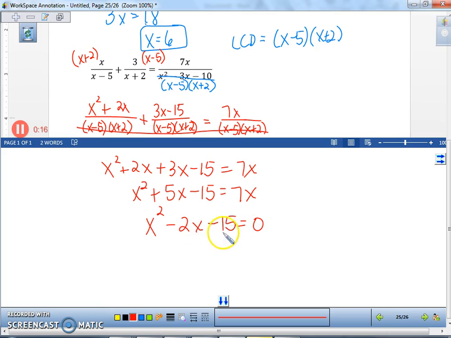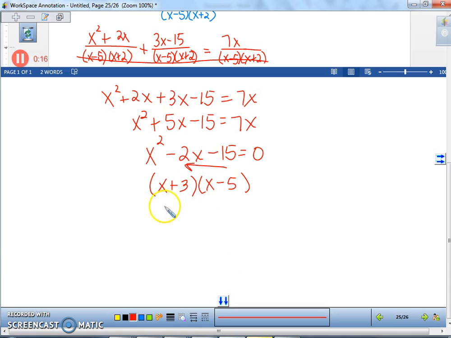And then I'm ready to factor by reading it backwards. What are the factors of 15 that subtract to get me negative 2? So we're going to have x and x. The only factors are 5 and 3. I need a negative 2, so my negative 5 and a positive 3. Now I'm going to find the solution, so I'm going to set each one of them equal to 0. And I'm going to solve. So x is equal to negative 3, and x is equal to 5.